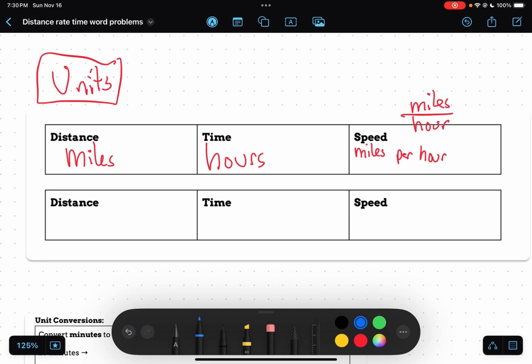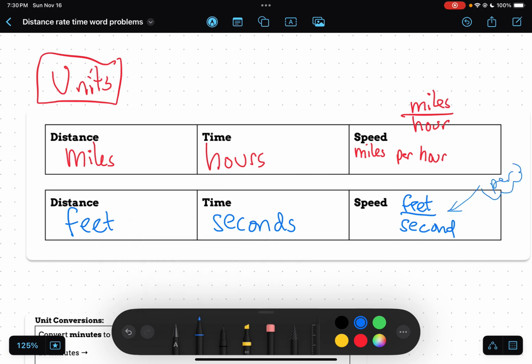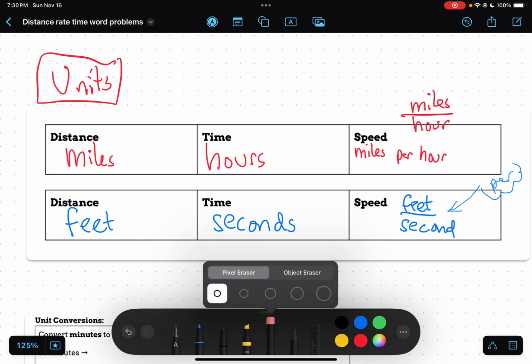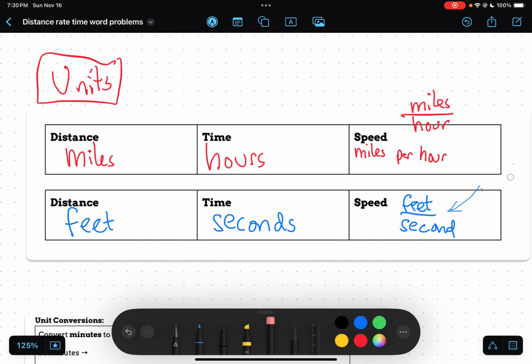Another common one, we might do some problems like this. Your distance is measured in feet, and our time is measured in seconds. And in this case, our speed would be feet per second. So this little bar is read as per. Oops, let me make my handwriting better because this is going to be too confusing in your notes. Okay, that little bar is the per in the speed. Okay, so pay attention to units as you're solving these problems and think about which kind of units will make sense.